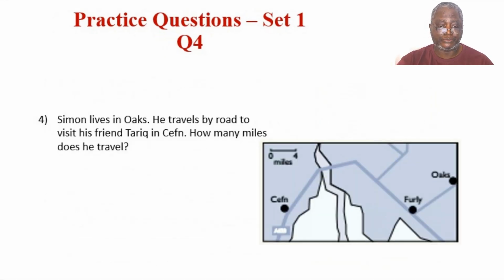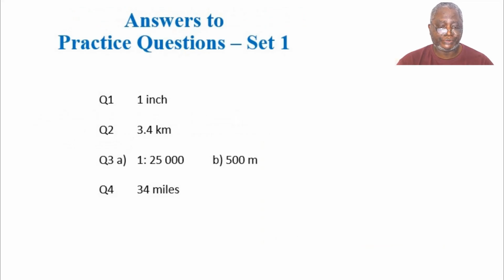Let's look at the next question, question 4 of set 1. Simon lives in Oaks. He travels by road to visit his friend Tariq in Sectn. How many miles does he travel? And these are your answers for question set 1. Question 1, 1 inch. Question 2, 3.4 kilometers. Question 3A, 1 to 25,000. B, 500 meters. And question 4, 34 miles.